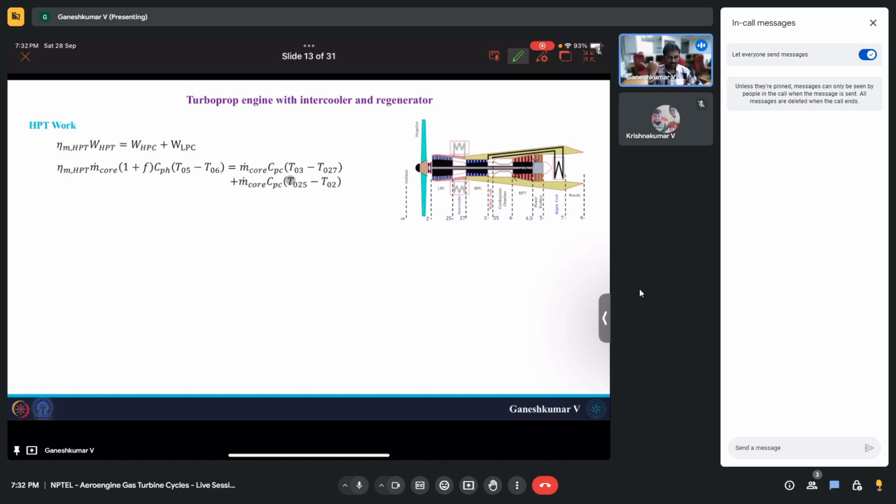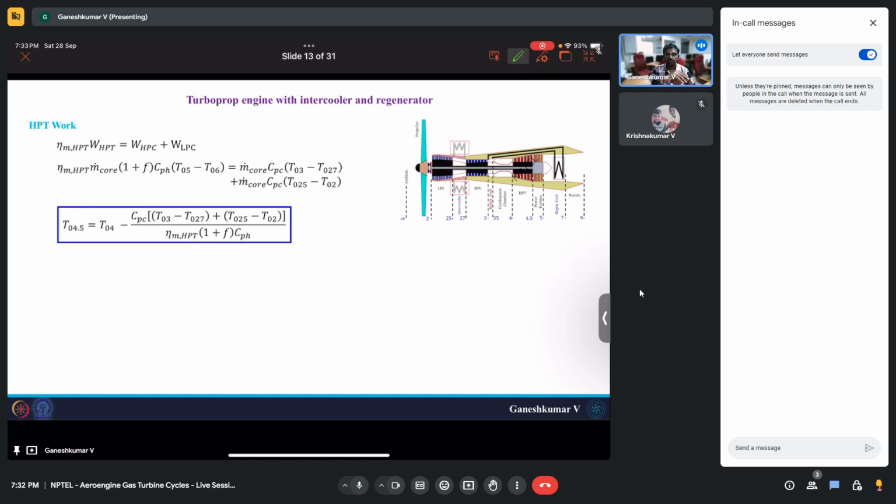And the high pressure compressor is operating between T03 minus T027, and the low pressure compressor between T025 and T02. So you can notice that T025 and T027 are not the same temperatures, which is something different. If you drop the m dot core and rearrange this, you will end up having the T04.5 expression. We still don't know P04.5, we have to find that.